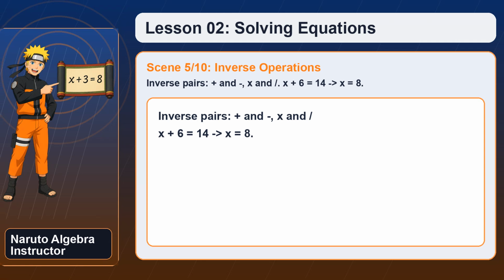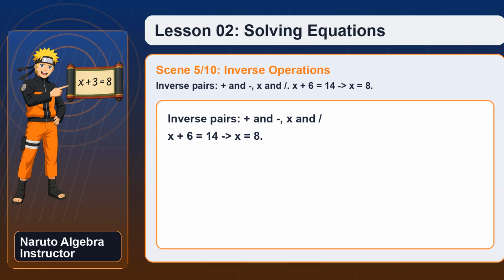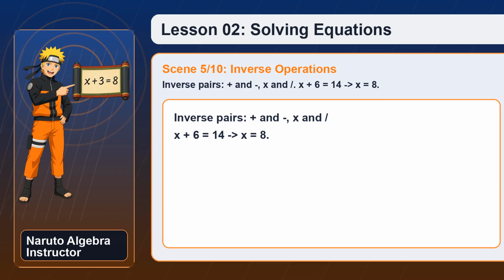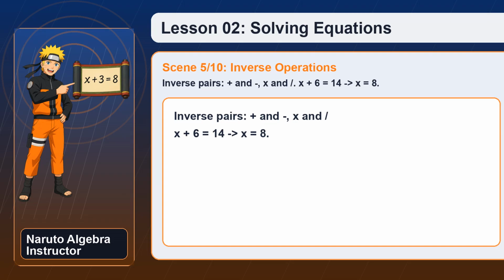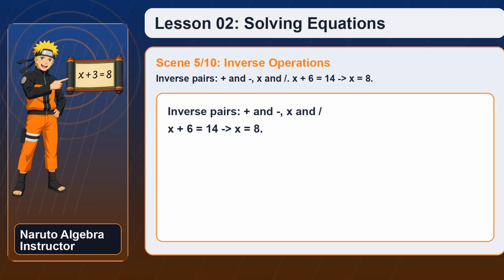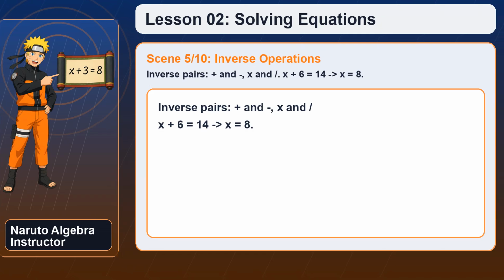For x + 6 = 14, the plus 6 is attached to x. To undo it, subtract 6 from both sides. The left side becomes x, and the right side becomes 8. So x = 8. Notice the goal: isolate the variable, which means get the variable by itself, while keeping the equation balanced.